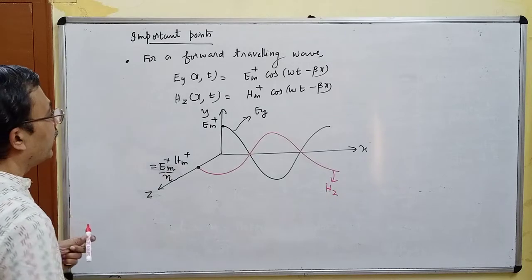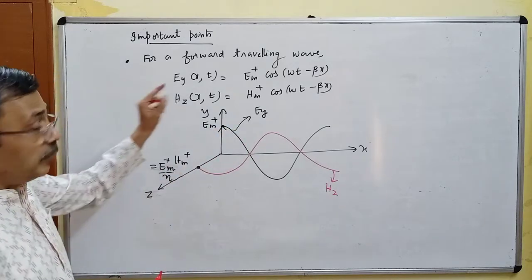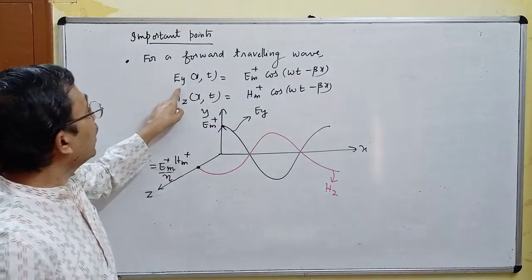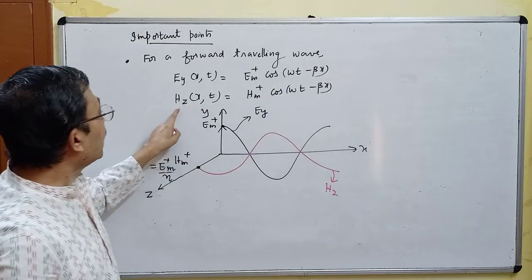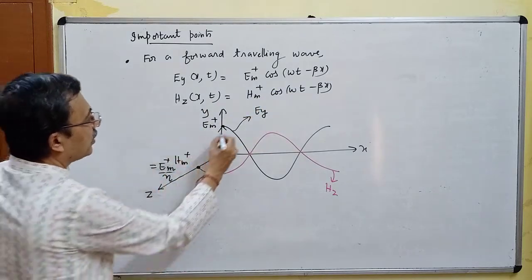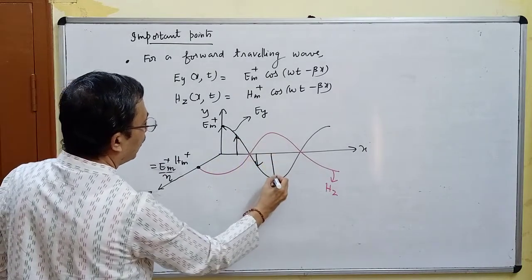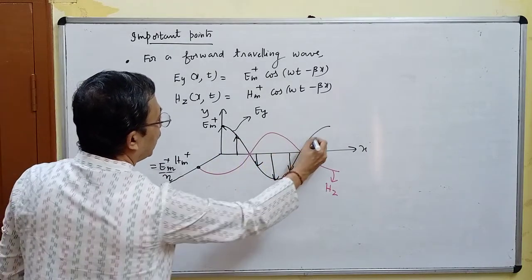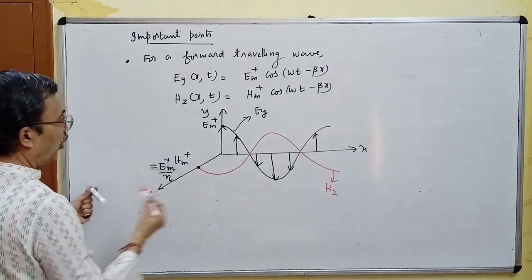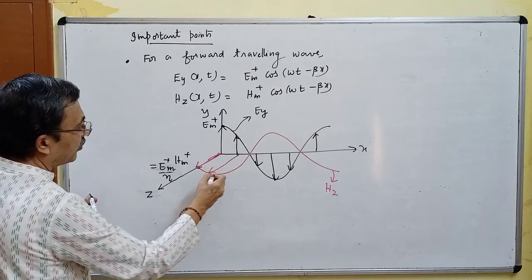See, this figure is drawn for t being fixed. For example, let us take t equal to 0. Then Ey is a function of x only. Hz is a function of x only. This is for a fixed time. Electric field is varying in which direction? Electric field is varying in y direction. Correspondingly, the magnetic field will be varying in z direction.